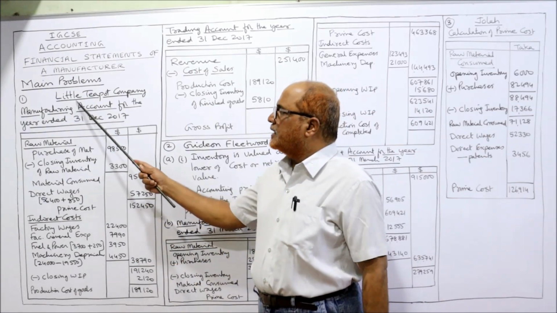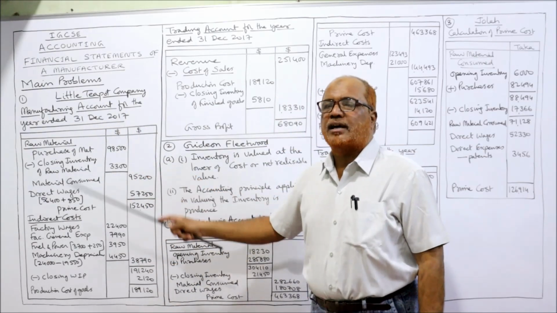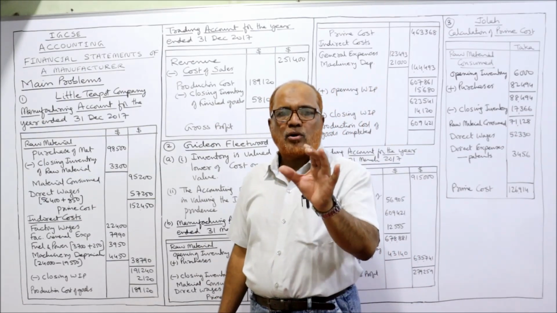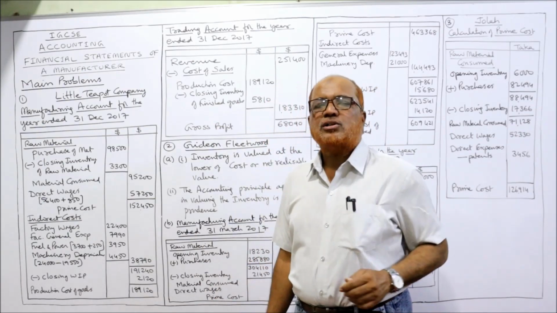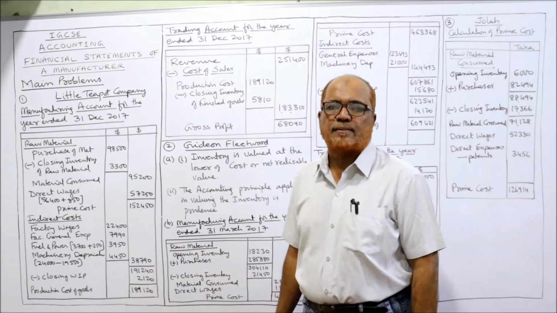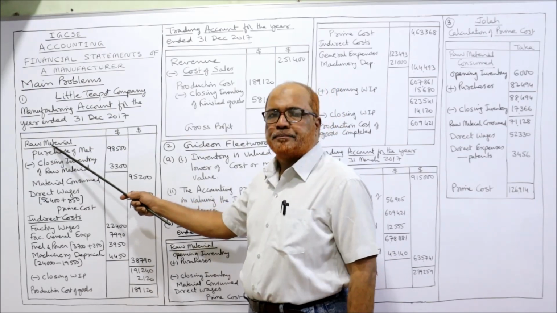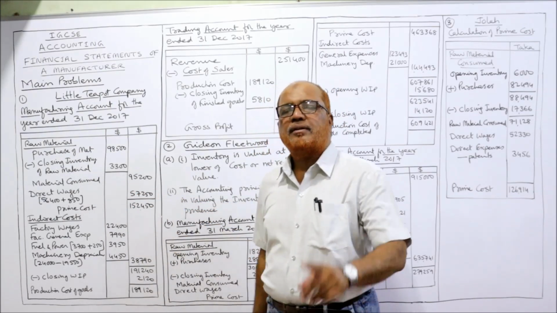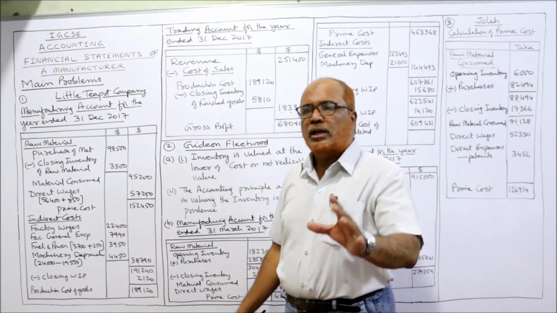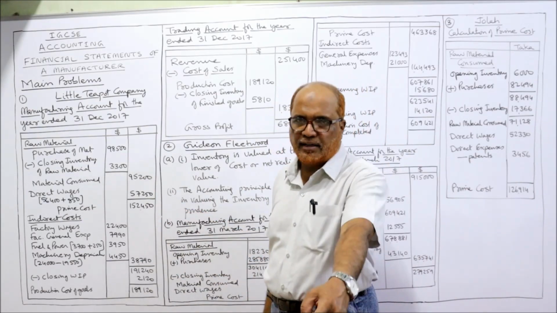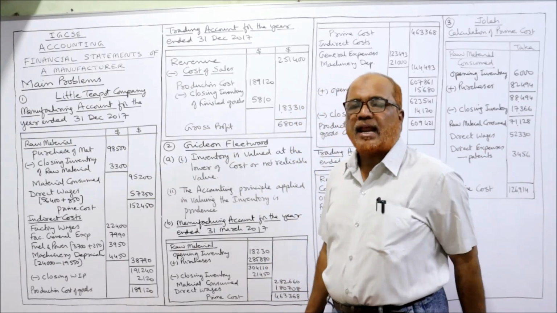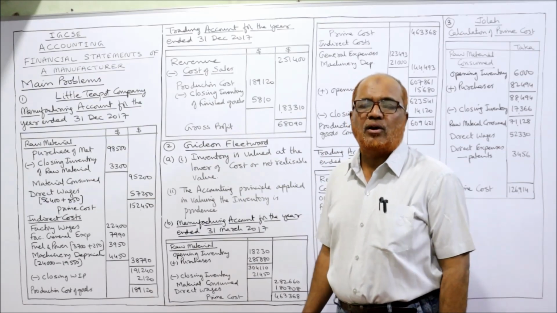See carefully. Little Teapot Company manufacturing account for the year ended 31st December 2017. We take the direct cost and indirect cost. Direct cost consists of direct material, direct wages, and direct expenses. So first of all, raw material. Purchase of raw material. Remember, there is no opening stock of raw material because it's a new business. So only purchase of raw material 98,500, given in the problem. From this purchase of raw material, subtract the closing inventory of raw material.